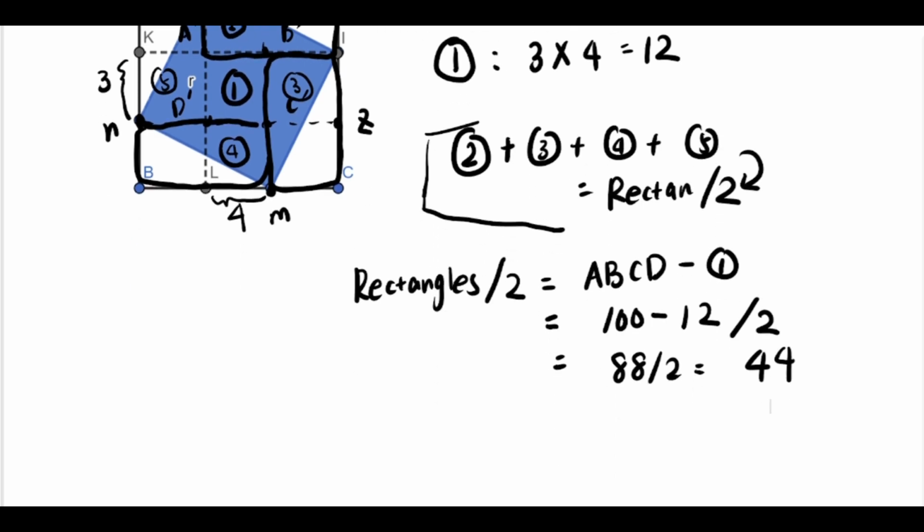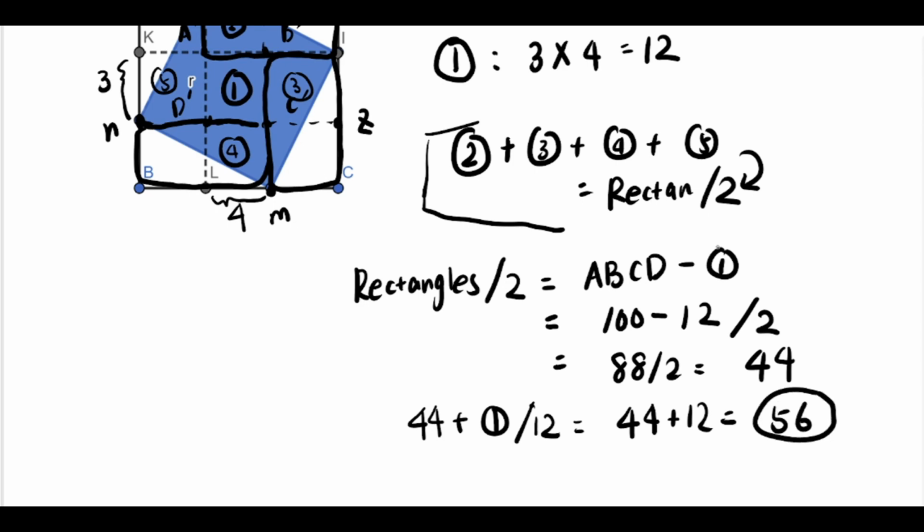And lastly, what we can do is use 44 and add the region that we just subtracted, region 1, which is also equal to 12, and that's going to give us 44 plus 12 equal to 56. And that is the answer.